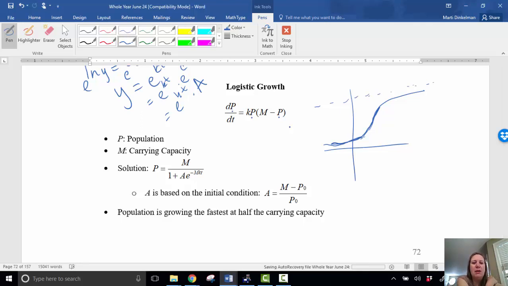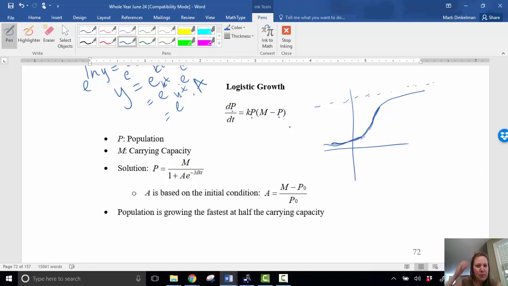Now let me just say that some books and some teachers will teach logistic growth a little bit differently, meaning their formula for the differential equation might look a little different, which is fine. We end up with the same answers. Our setups just look a little bit different. So if you are working with a tutor, or I am not your main teacher, your other teacher might have shown it to you a little bit differently.